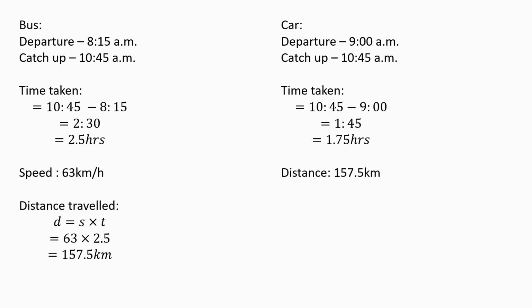Then from what we have calculated, we know that the distance traveled was 157.5 kilometers. Therefore to obtain the speed, the formula is distance over time. Therefore, the speed will be 157.5 divided by 1.75. Use your calculator to compute this, and you obtain that the average speed of the car was 90 kilometers per hour.